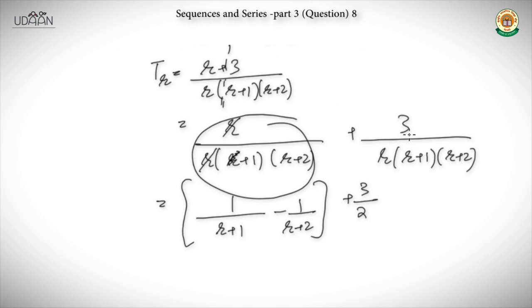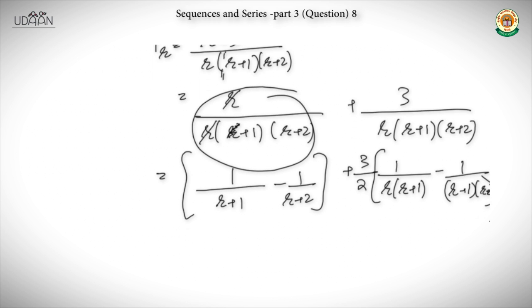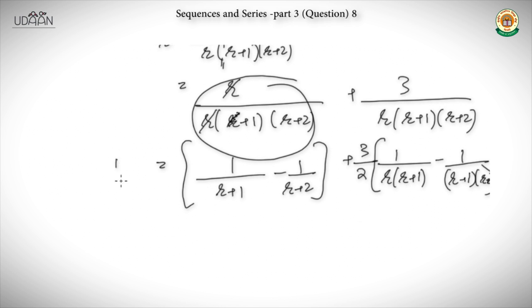We just take 3 common and then multiply and divide the term by 2, because we have to put a difference inside. Exactly. So here we put it as 1 by r into r plus 1 minus 1 by r plus 1 into r plus 2. Correct. Now this is our rth term.